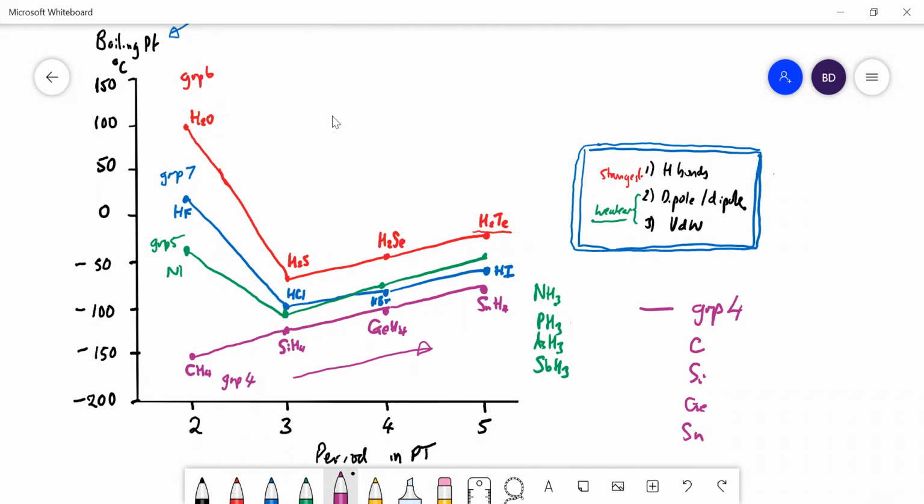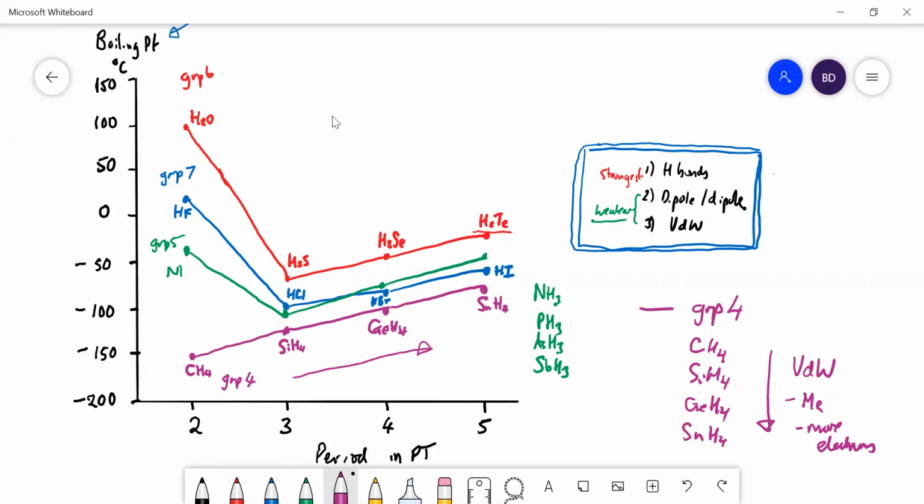Now, why is that? It's obviously because the only kind of intermolecular forces you're going to get in group 4, if you think about methane, is going to be van der Waals forces. The van der Waals forces are getting stronger as you go down the group, and you'd expect that because they've got bigger molecular weights, more electrons, and that's what you need for van der Waals force. You need points of contact with the electrons between molecules. So that's all fine there in group 4.